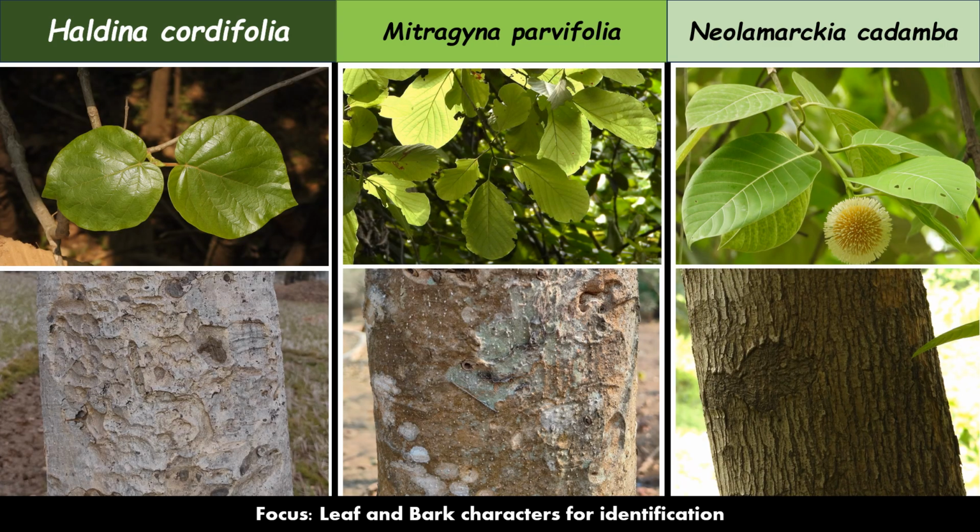Now you can observe the leaf and bark, completely different. Haldina cordifolia leaf you can observe, Mitragyna parviflora and Kadamba. The bark is also different, so using the bark and leaf characters, we can identify these three species.